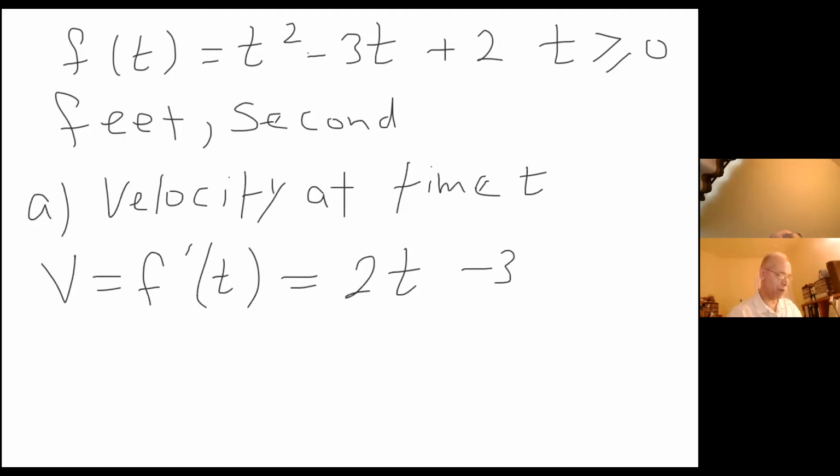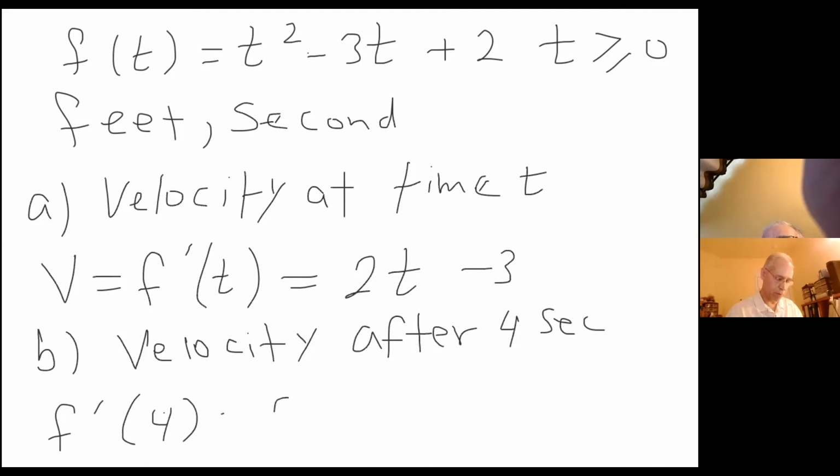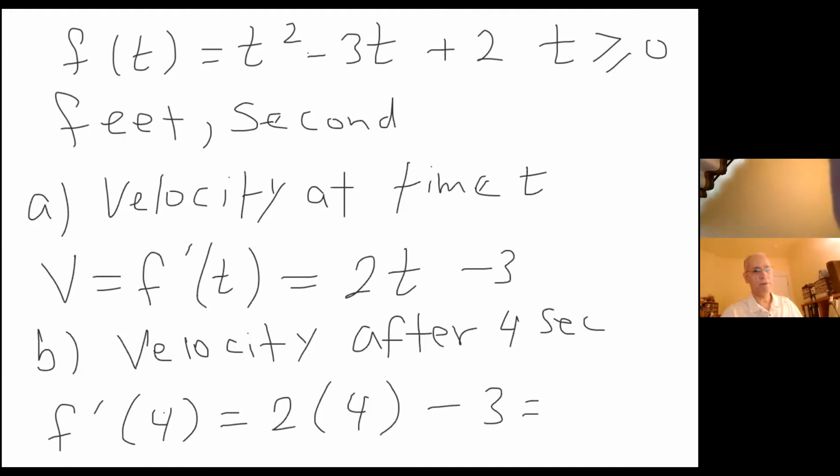And let's say that we want to know what is the velocity after 4 seconds. So 4 seconds has gone by, exactly 4 seconds. What is the velocity at that precise moment? Well, that's not hard to find. F prime of 4 equals 2 times 4 minus 3. 2 times 4 is 8, minus 3 gives me 5 feet per second.